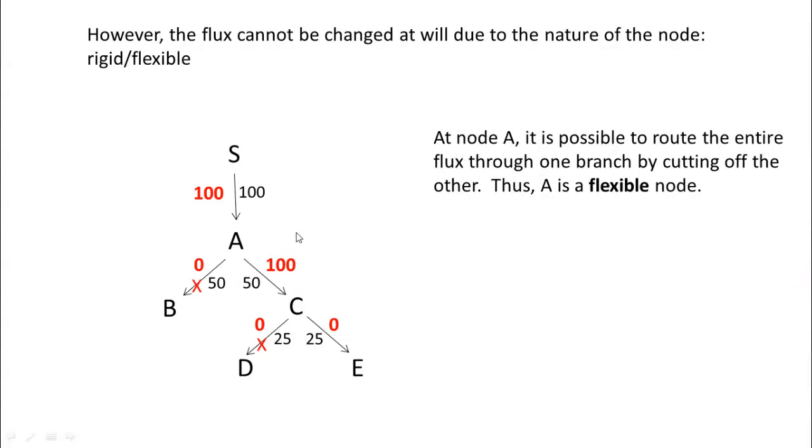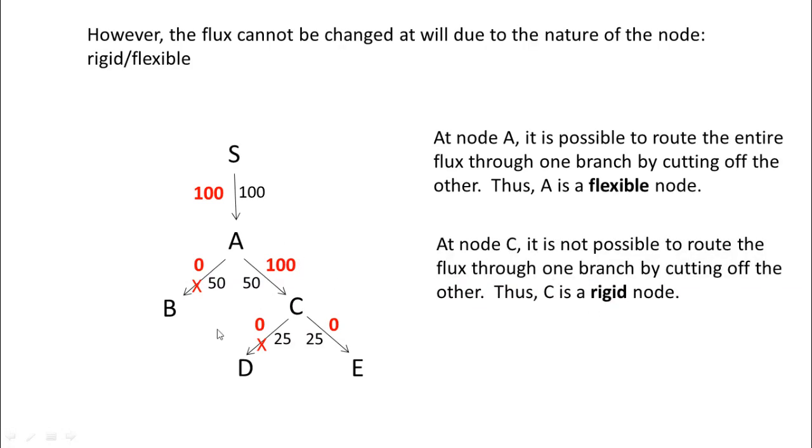If this has happened at the node A, it is possible to reroute the entire flux through one branch. Okay, let's say this is the desired branch. By cutting off this branch, we are able to reroute all the flux through this branch, and therefore this is a flexible node.